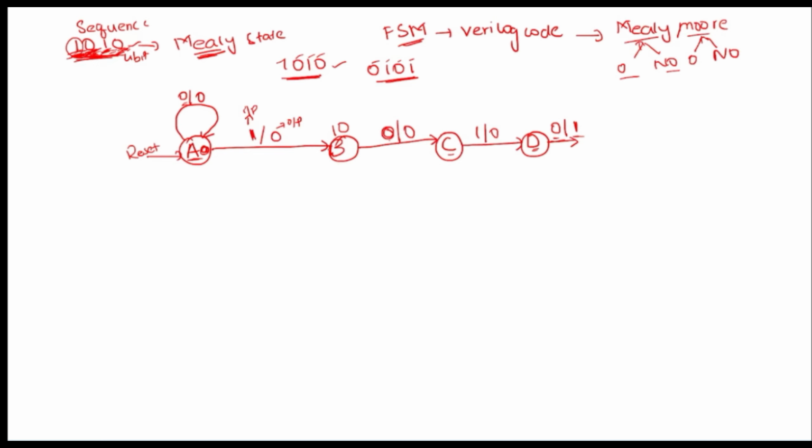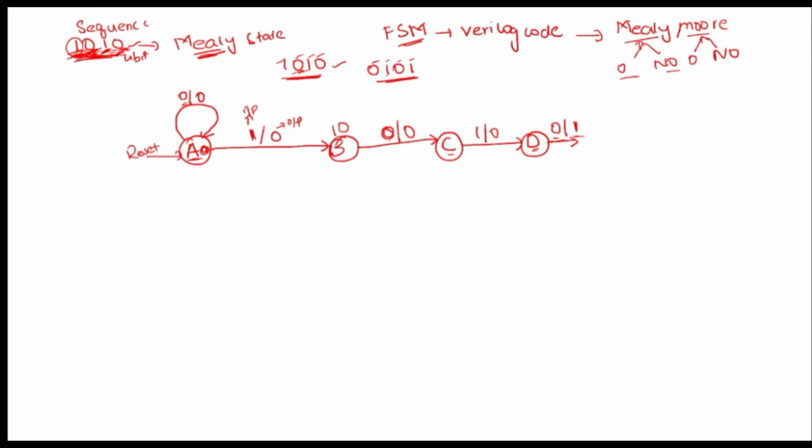Similarly, it will change from one state to another; the state A value changes to state B. Now coming to B, when B receives 0, it will go to C, or it will change to C.